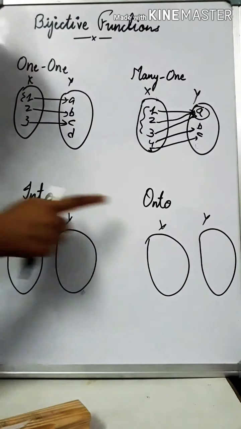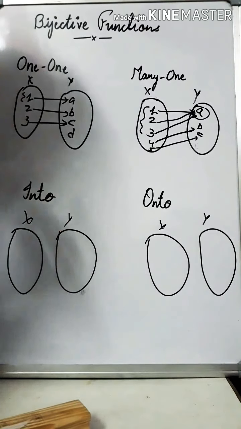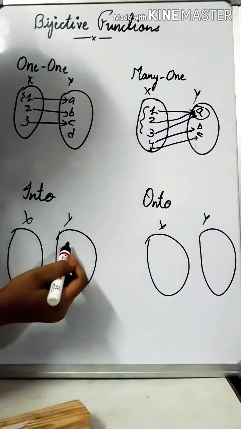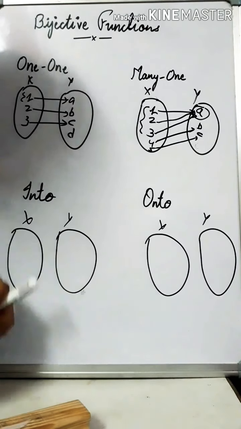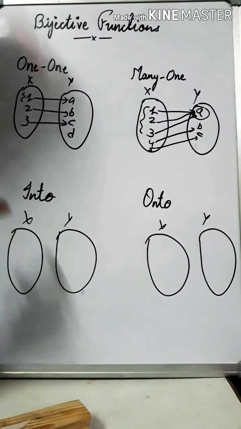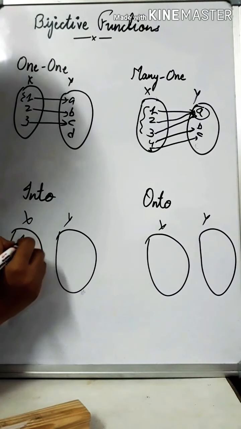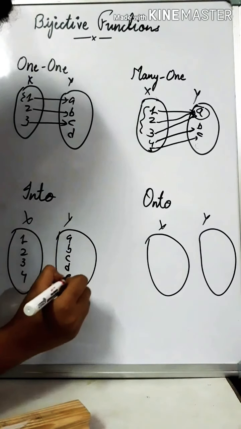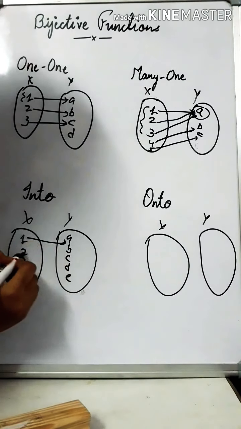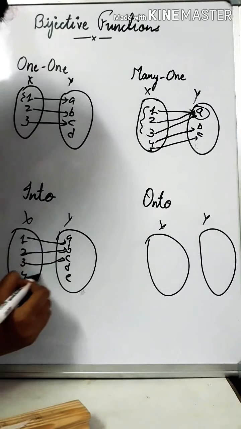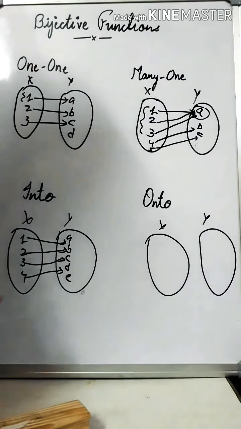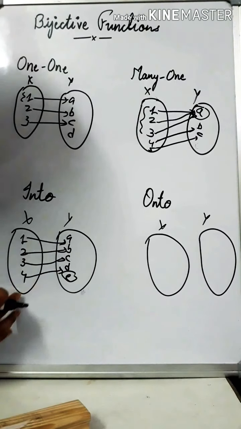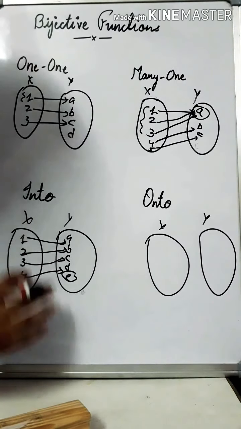Now in onto and into functions, your focus will be simply on the codomain. What you have to do is to just check whether all the elements of the codomain have a pre-image in the domain or not. Suppose in an into function, suppose the mapping is done like this. You see, your focus should only be on the codomain. You see here one element does not have a pre-image in A in your domain, so this is an into function.